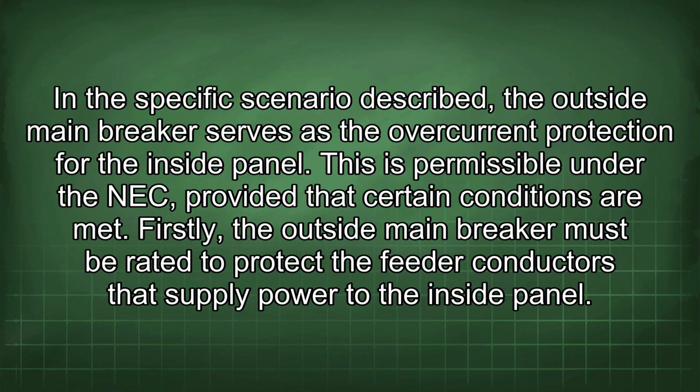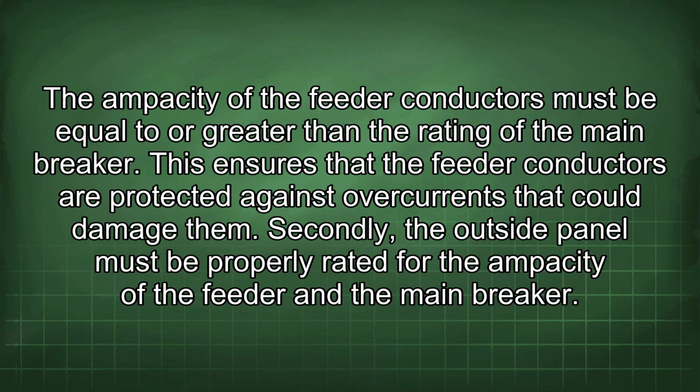In the specific scenario described, the outside main breaker serves as the overcurrent protection for the inside panel. This is permissible under the NEC, provided that certain conditions are met. Firstly, the outside main breaker must be rated to protect the feeder conductors that supply power to the inside panel. The ampacity of the feeder conductors must be equal to or greater than the rating of the main breaker. This ensures that the feeder conductors are protected against overcurrents that could damage them.